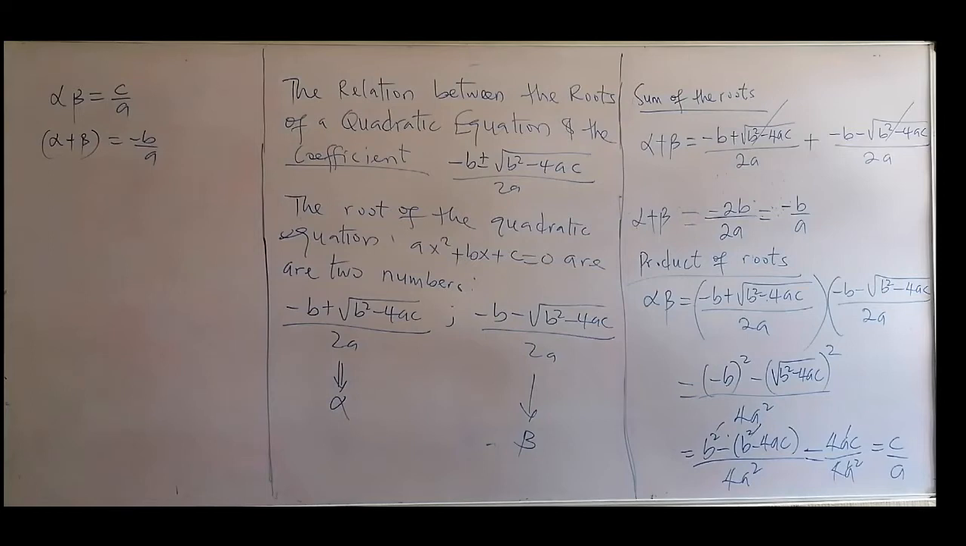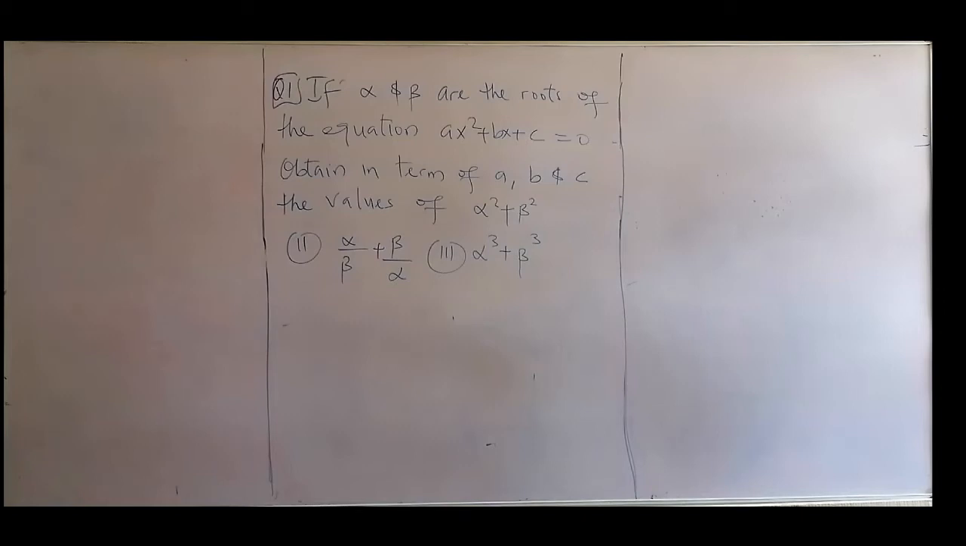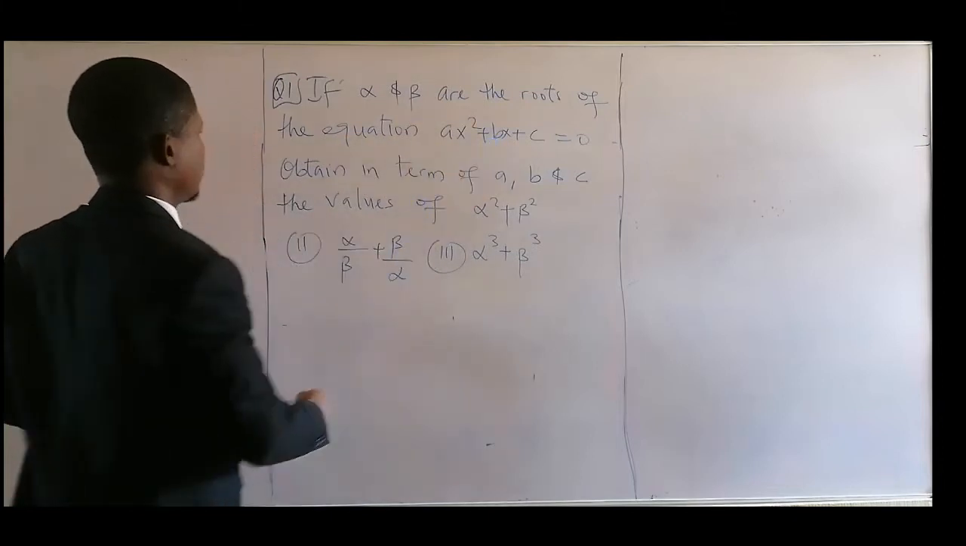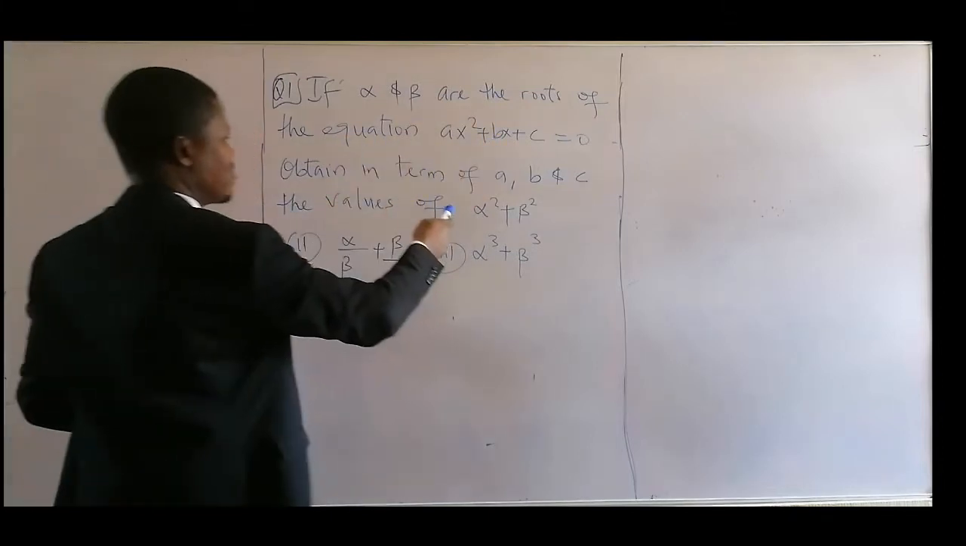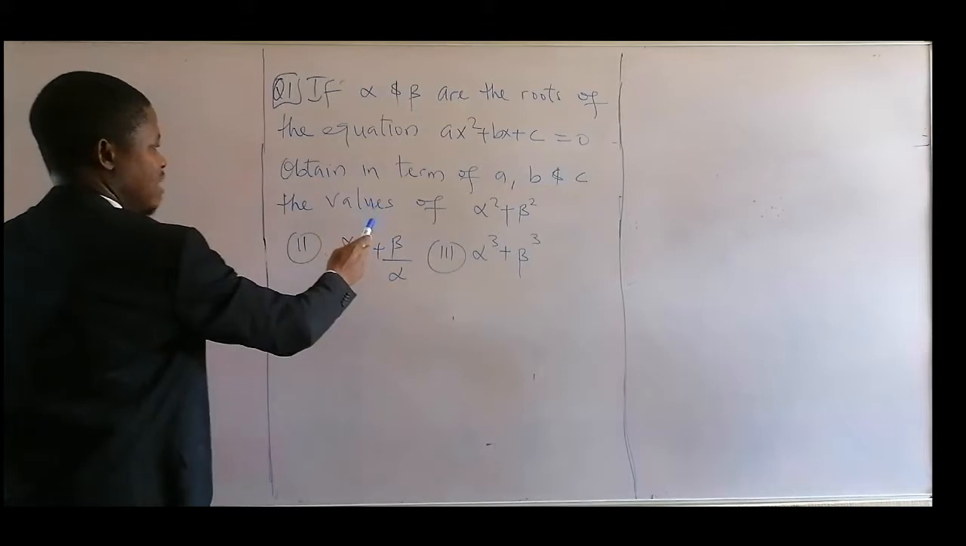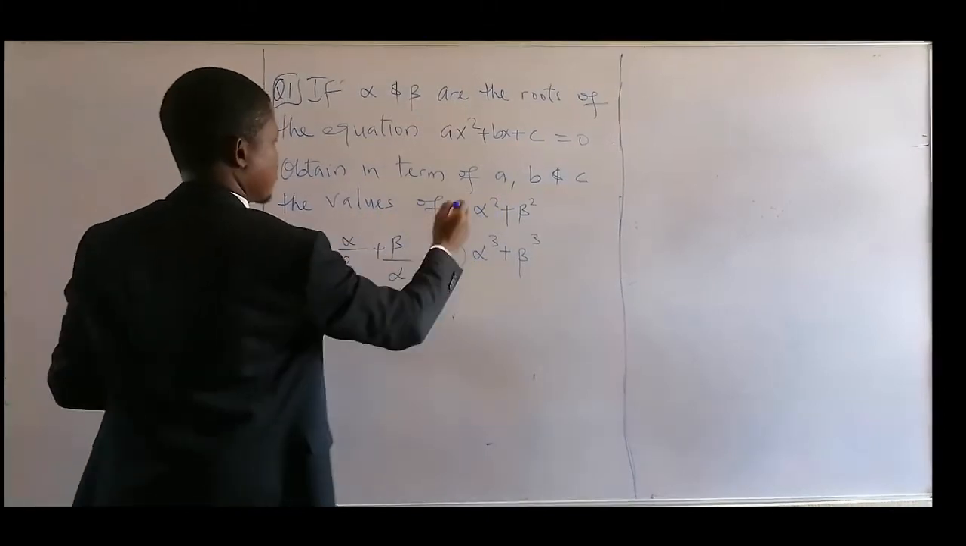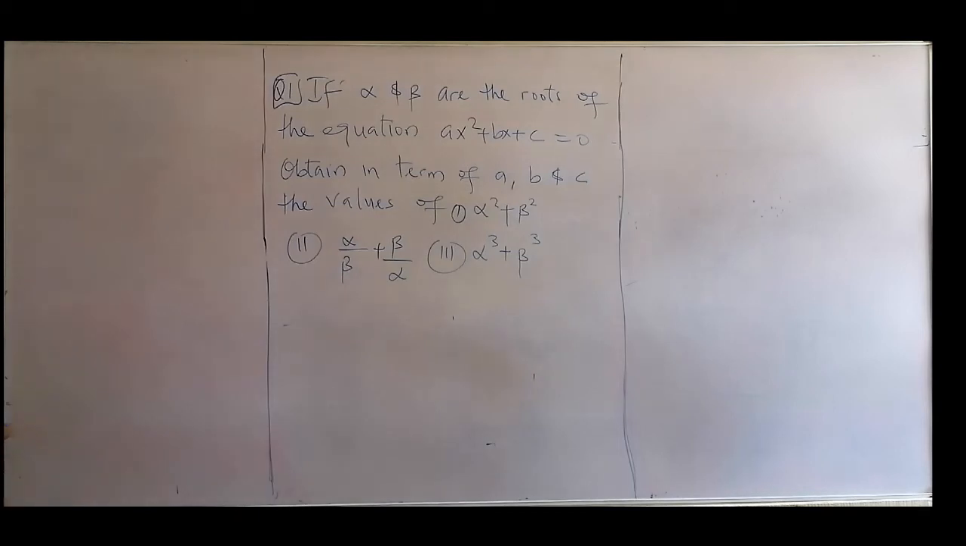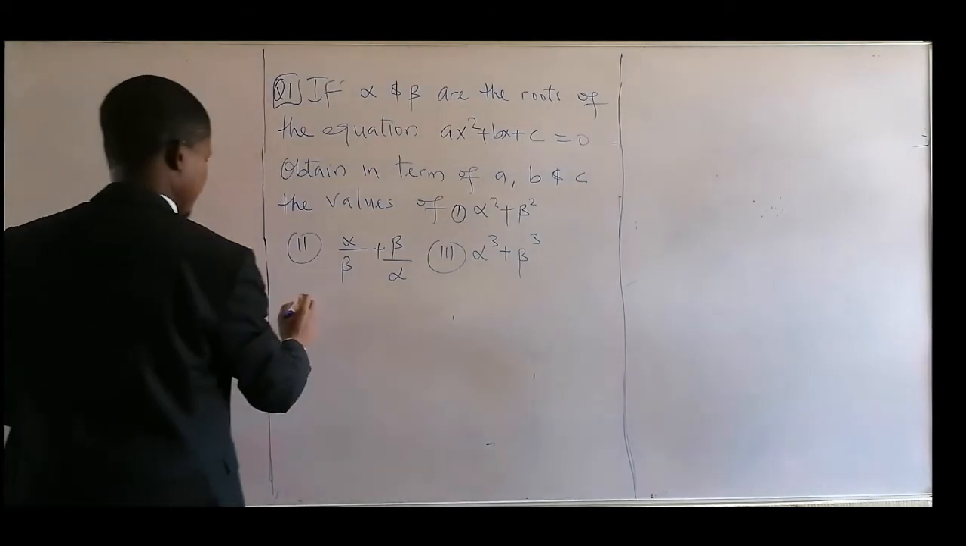Let's quickly take some questions to expatiate this. The question is that if alpha and beta are the roots of the equation, obtain in terms of a, b, and c the values of alpha square plus beta square. So let's quickly go there.